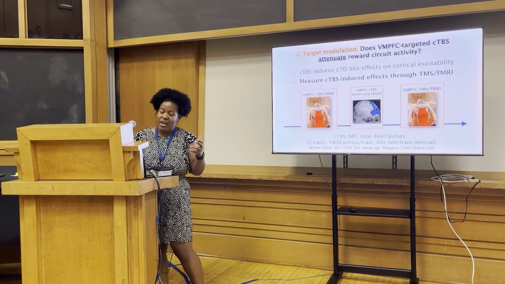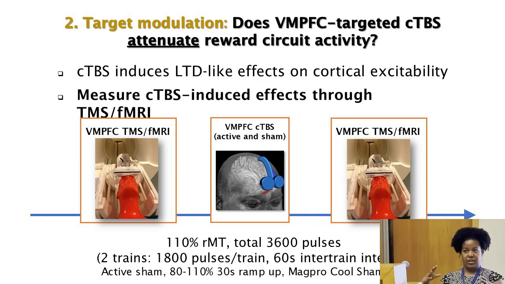And so the next thing was, okay, we can access the circuit, but can we actually manipulate it in a predictable way, right? Here we wanted to know whether or not we could attenuate the reward circuit. That was the whole point: we want to attenuate the hyperactivity in the reward circuit. And so we used a sandwich design where we still use the TMS, interleaved TMS-fMRI, where we're just pinging the brain and seeing what lights up.